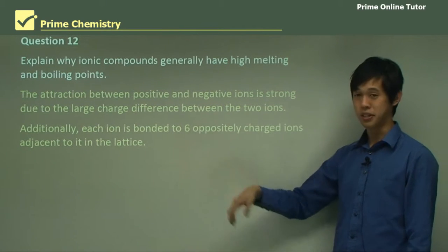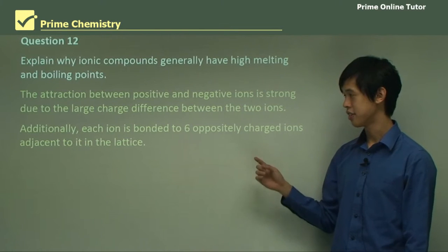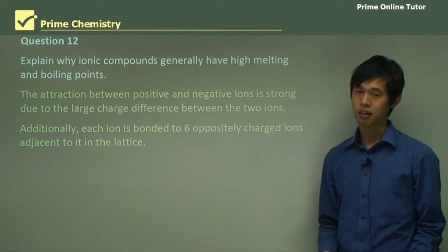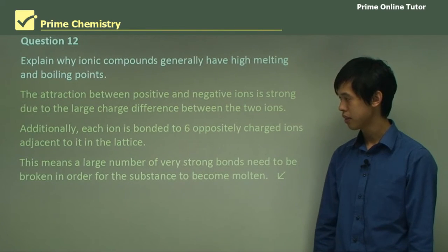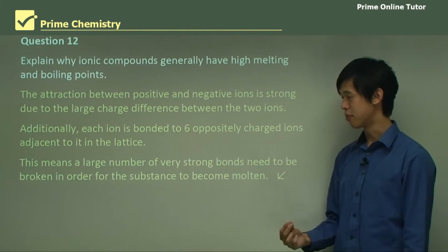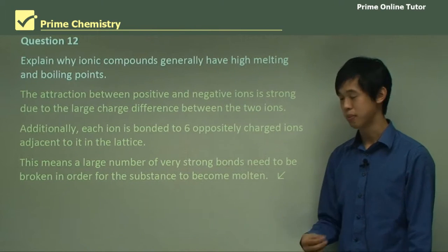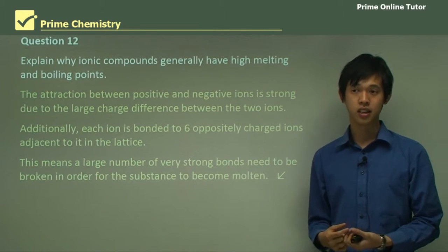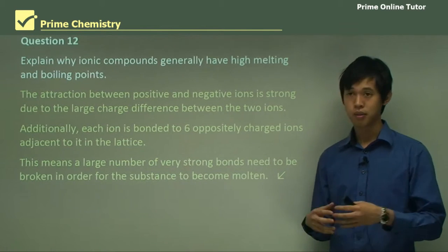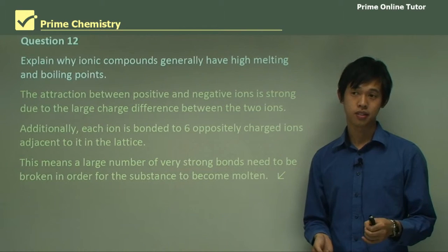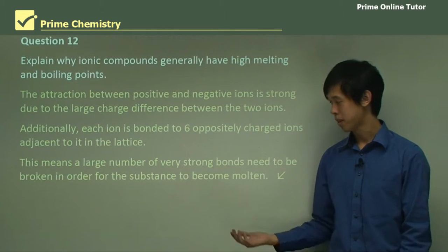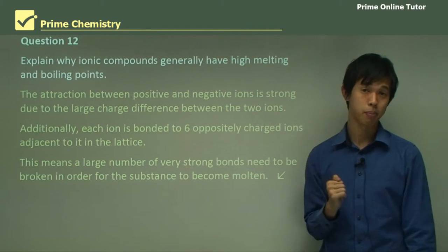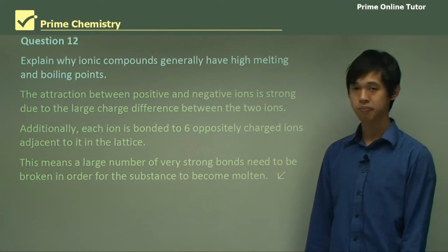Additionally, each ion is bonded to 6 oppositely charged ions that are next to it in the lattice. Okay? So 6 ions are always around. This means a large number of very strong bonds need to be broken in order for the substance to become molten. So in order for each ion to have sufficient mobility, we need to be able to break each and every one of those bonds, or at least loosen them so that they can move. And so that means that we need to put in a lot of energy, which translates into a high melting and boiling point. Okay?